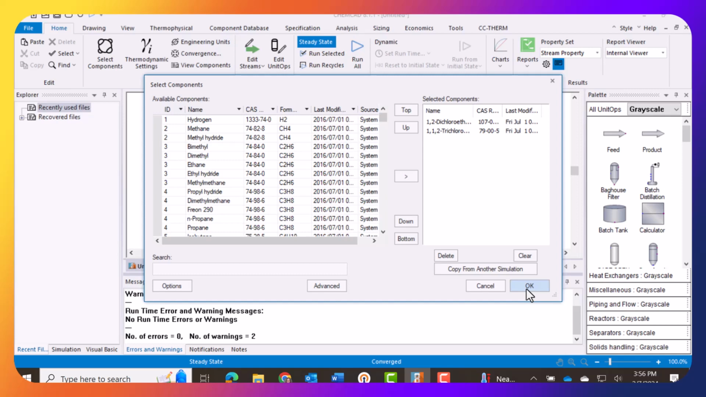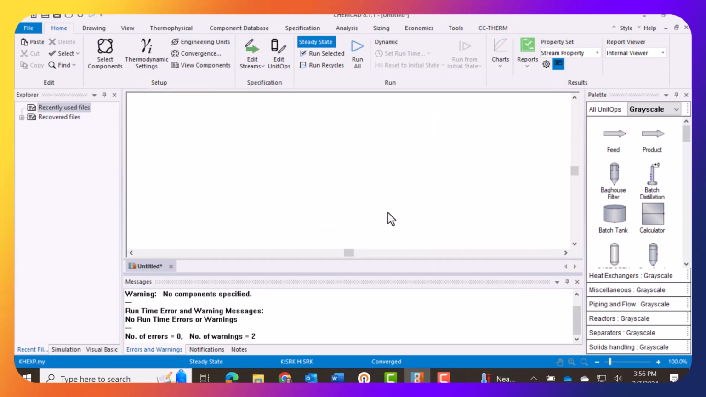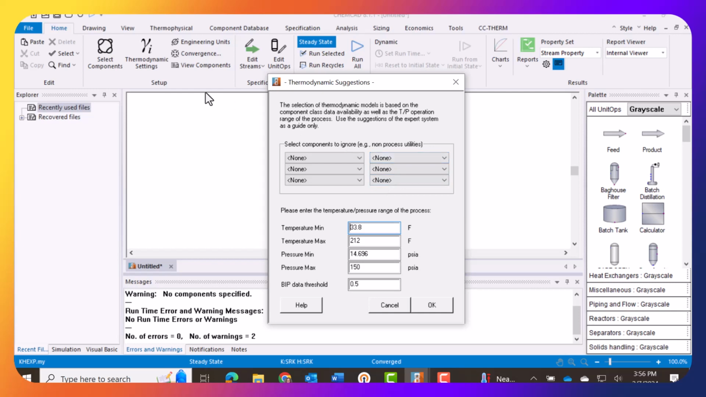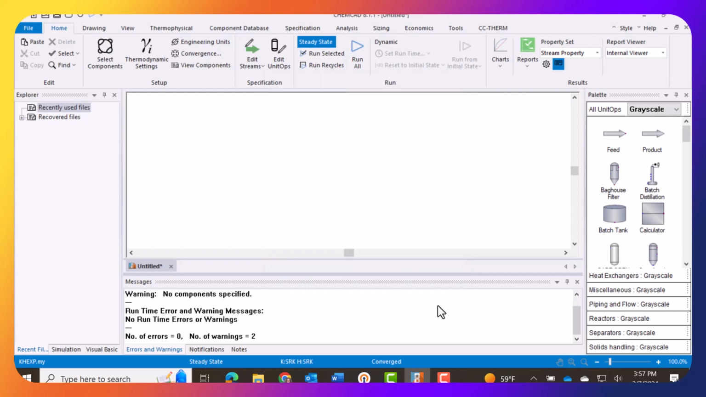And say OK. And this will now make a recommendation for me on what I should be using as my thermo package. In this case, it has a temperature range of 33.8 to 212, so near ambient to boiling, and ambient pressure up to 150 psi. I don't know for sure if that's wrong or right, so I will just accept that. If I knew more information, then maybe I would want to change that. So, okay.